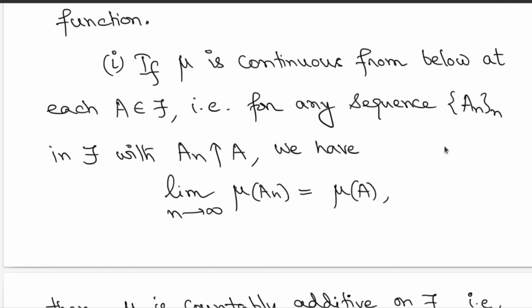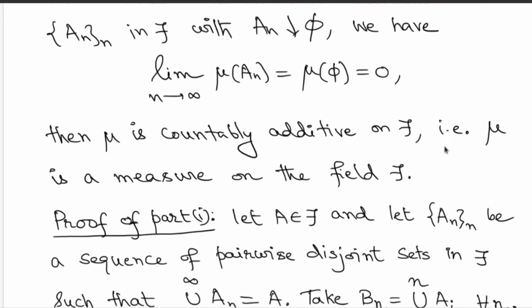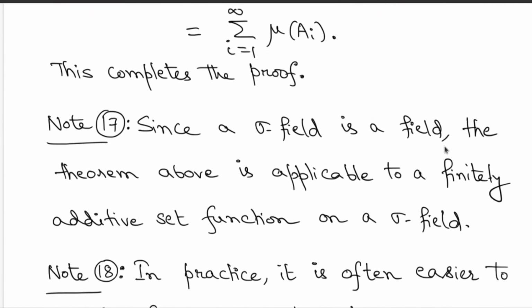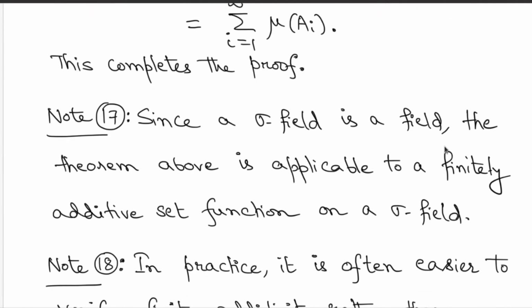So we have these two properties: one is continuity from below at every set, or continuity from above at the empty set. If you have that for any finitely additive set function, then together with this structure on the fields, you are able to show that this finitely additive set function is a countably additive set function, thereby becoming a measure on the field.